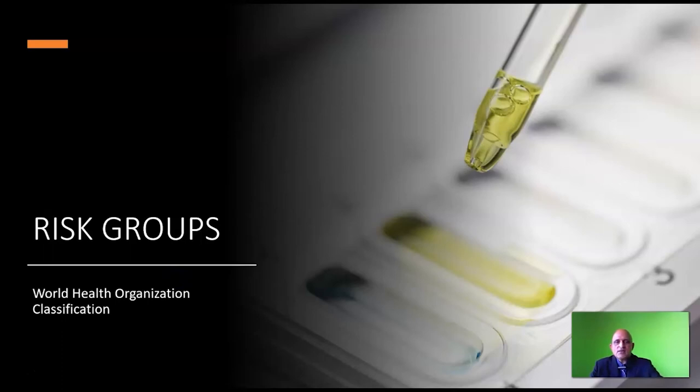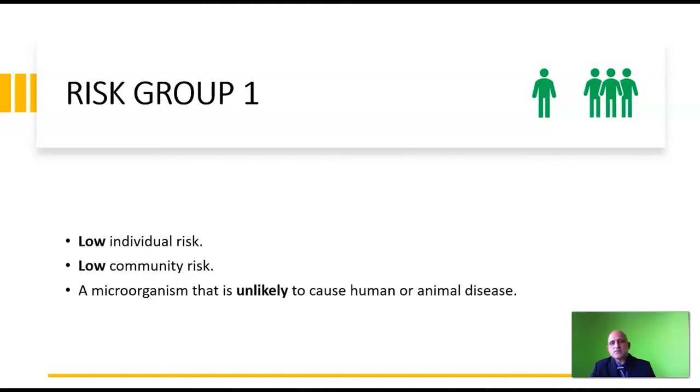The World Health Organization has categorized biological agents into risk groups. Let us look at the four risk groups. Biological agents belonging to risk group 1 have a low individual risk and a low community risk. Microorganisms that are unlikely to cause human or animal disease are categorized under risk group 1.